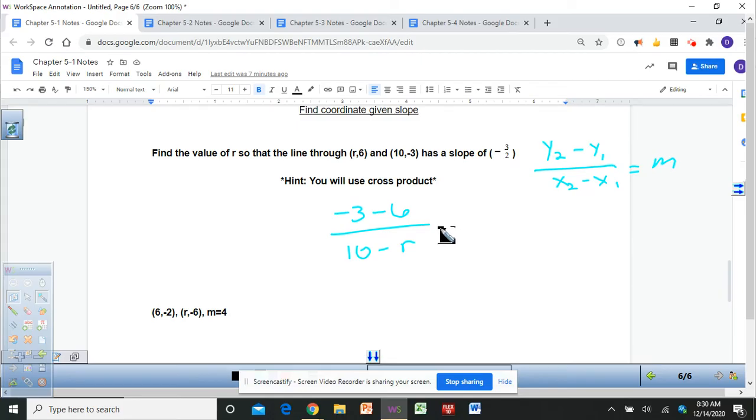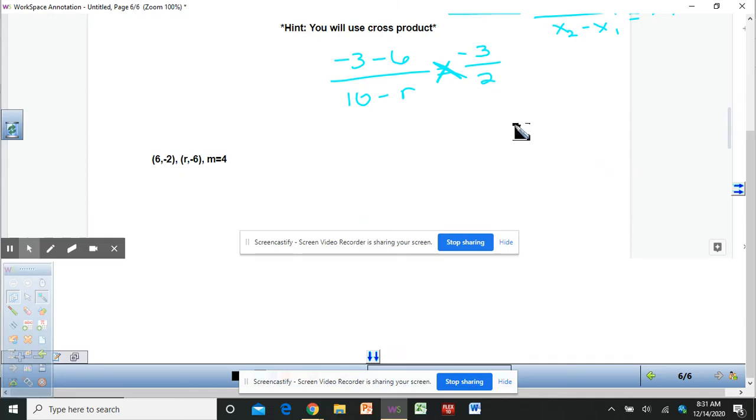Now, it does also give you another piece of information. My slope. Slope is m. Okay, so that is slope. Okay, and my slope is negative 3 over 2. So now what we're going to do here is we're going to do cross products. Okay, remember when we multiply diagonally? So we're going to go, this is going to take some work, 10 minus r times negative 3 equals 2 times negative 3 minus 6.